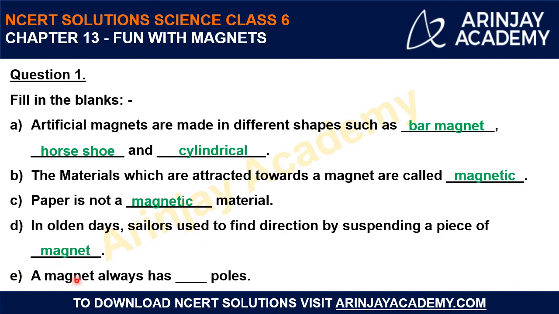Then the last is: a magnet always has dash poles. So here you need to tell how many poles a magnet has. So आपको पता है that magnets में दो poles होते हैं, north pole and south pole. That means magnet में two poles हैं. So a magnet always has two poles. Fine.